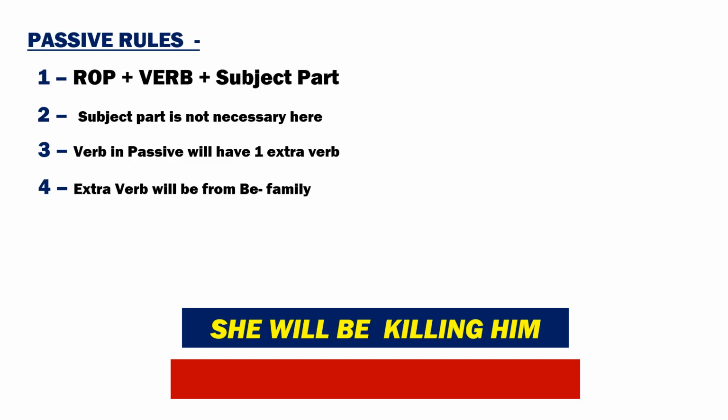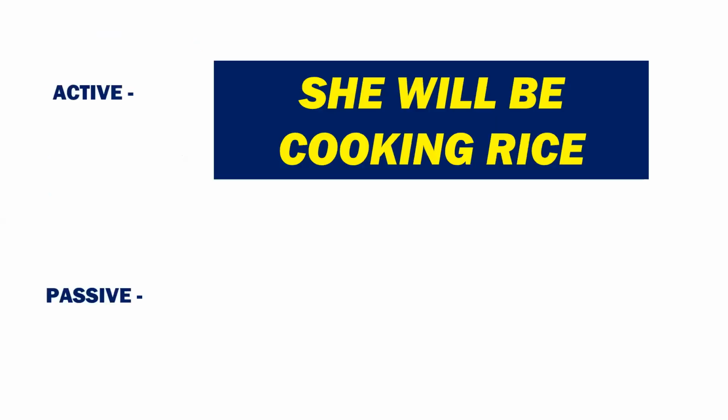B family, yes. Where do we sit the extra verb? The extra verb will always sit before the action verb. The main verb comes after it, and the extra verb comes before that. Yes, she will be cooking rice.